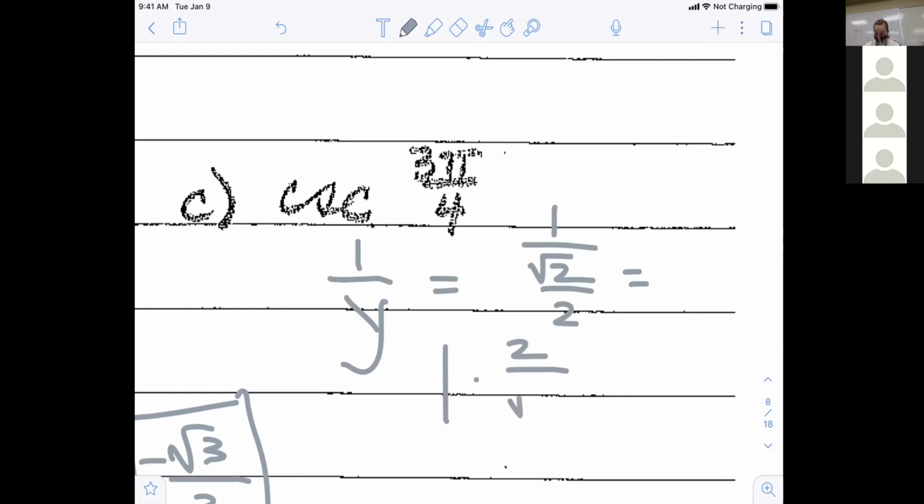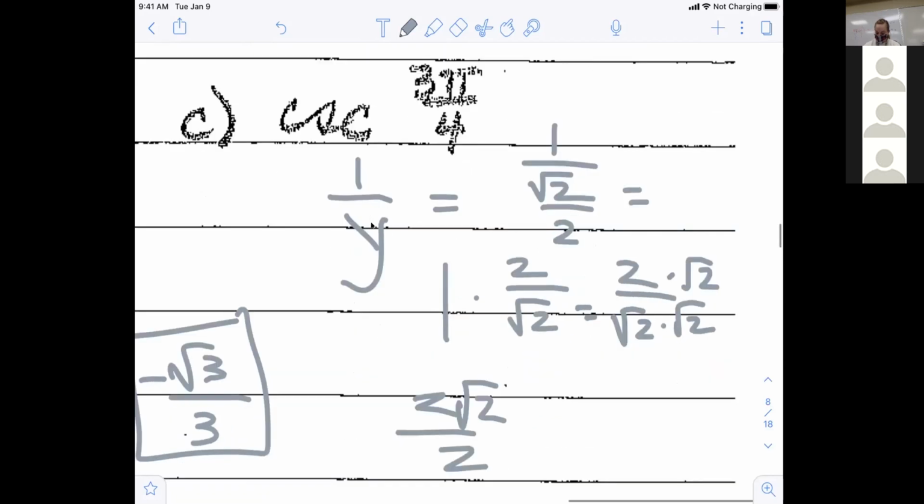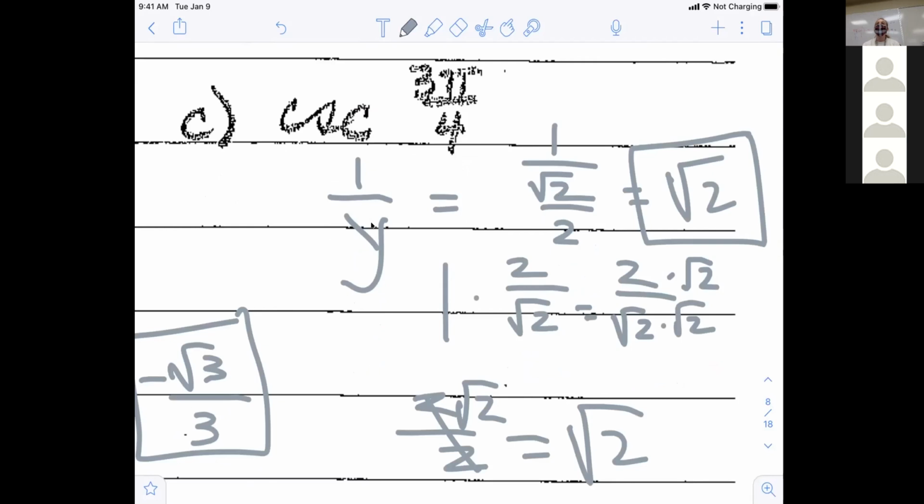If you didn't know, you can still do your multiplying. Multiply by 2 over radical 2. I get 2 over root 2. Multiply by root 2's, 2 root 2 over 2 root 2. Wow, that was a lot to say. Or as we know, we'll just be able to simplify it.